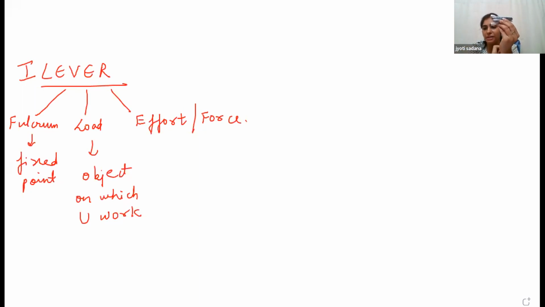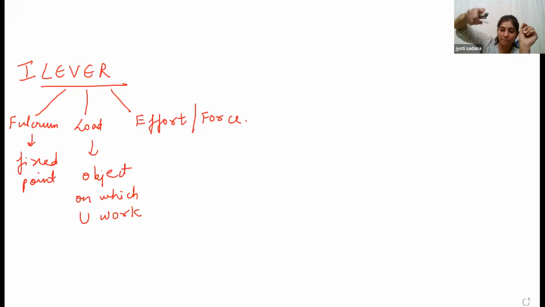So first of all, tell me, where is the fulcrum? Fulcrum at the back. Yes, Upma, fulcrum is at the back. This is the fixed position. So this is the fulcrum. Where is the load? Yes, Advita, load is in the front. So here is the load, here is the fulcrum. Where is the effort? Where I'm going to apply the effort? Middle. Yes, Abhijit, effort will be in the middle.